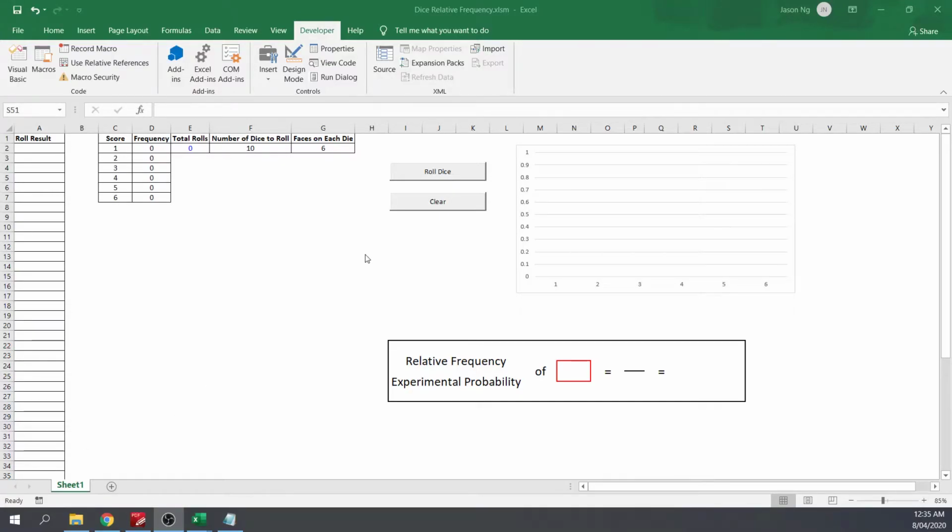Alright, a bit of a different video today. We are looking at the idea of relative frequency, also called experimental probability. They mean practically the same thing.